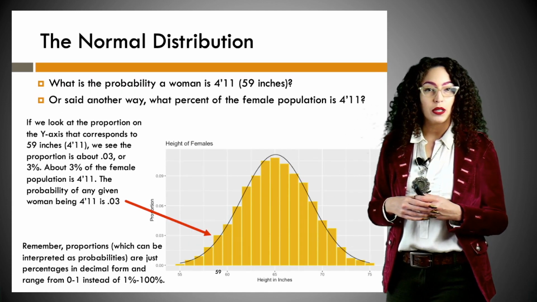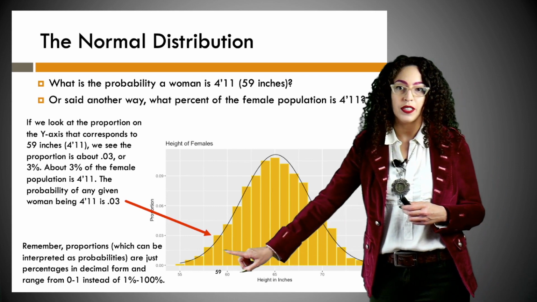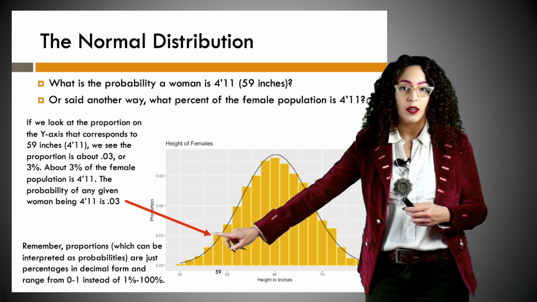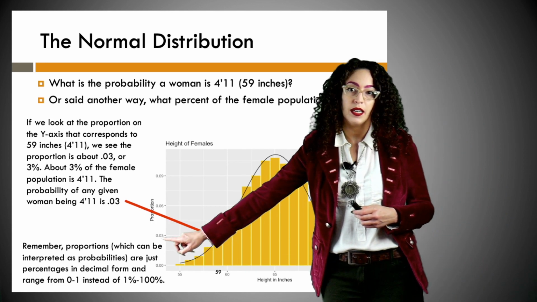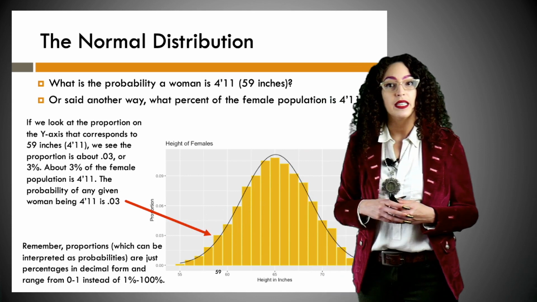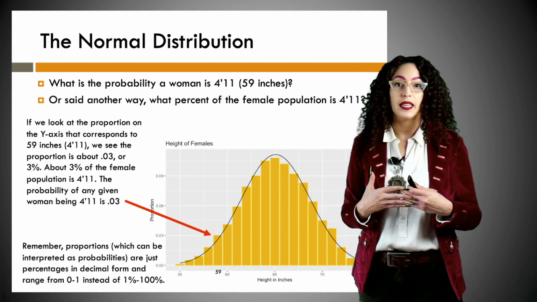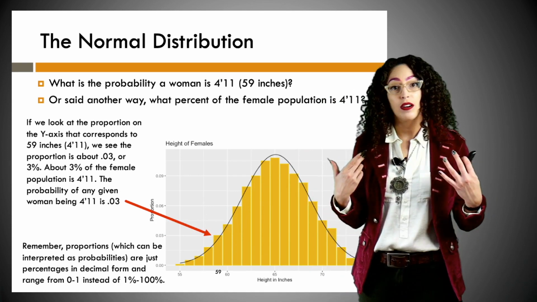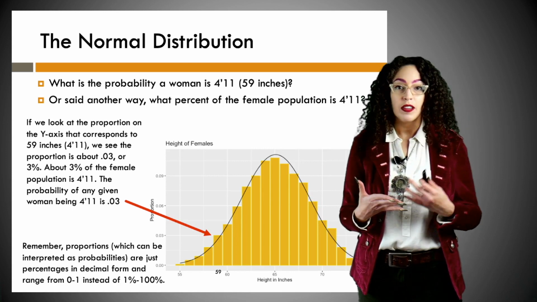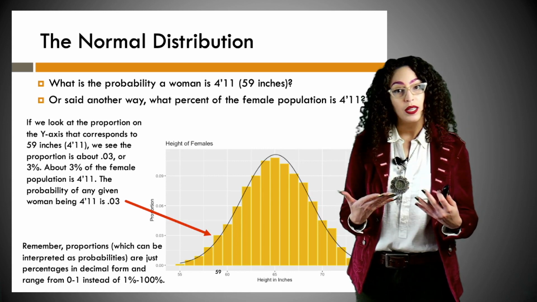So if we look real close, we look for our 59, people who are 4'11", and we're going to go over here and we're going to see that the probability is 0.03. Means there is a 3% chance that I select someone at random and they are 4'11", or said another way, 3% of the female population are about 4'11".